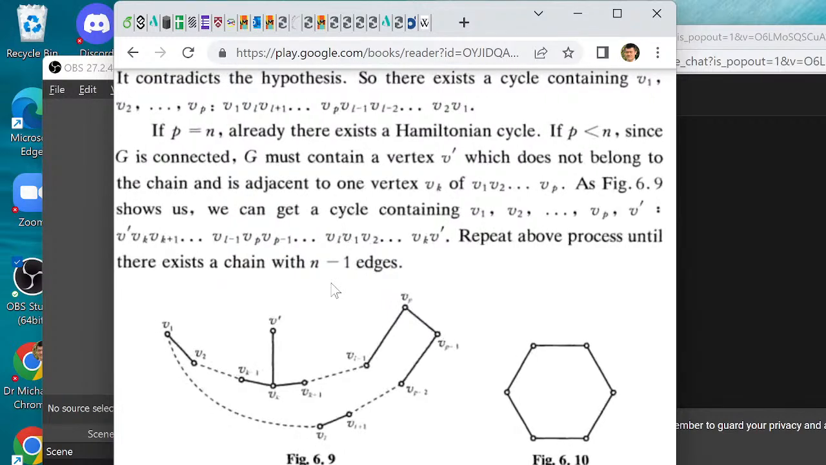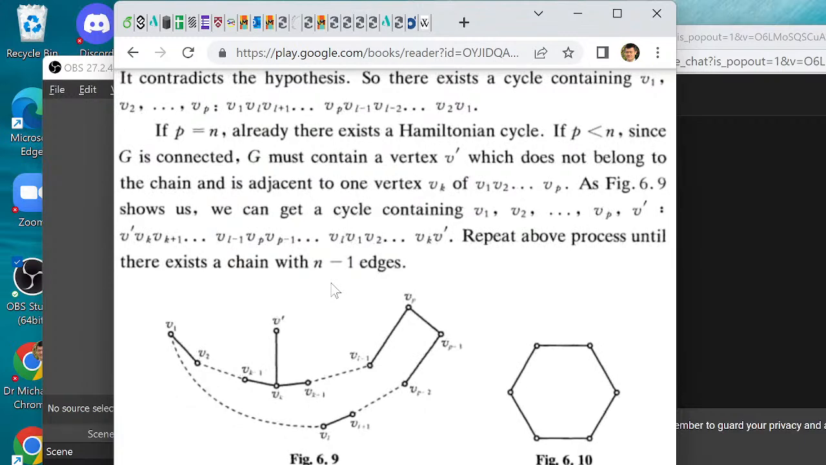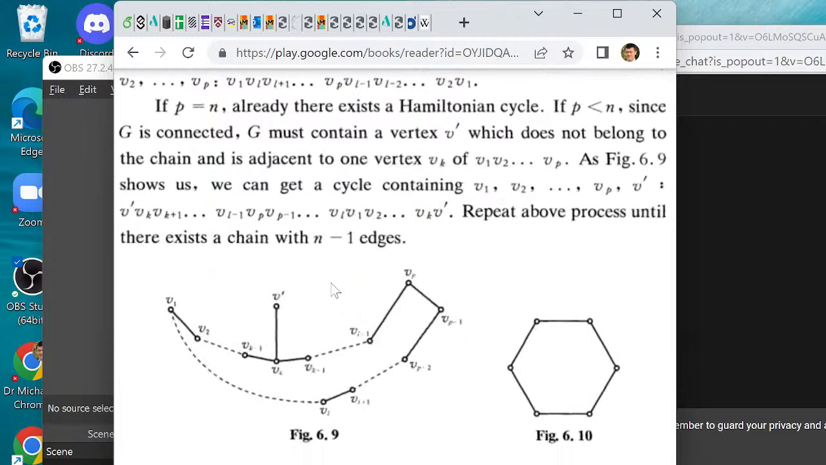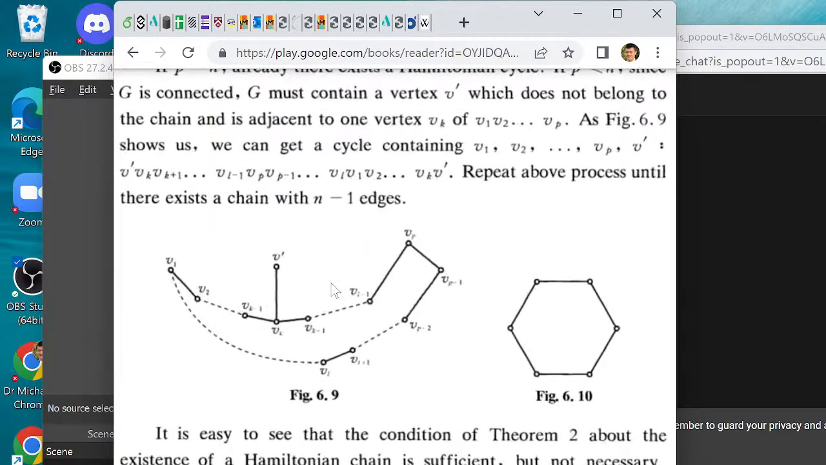Okay, so if it's not already a Hamiltonian cycle, and G is connected, there must be another vertex V prime which does not belong to the chain and is adjacent to one of the vertices in the chain. Okay, so here is figure 6.9. It's meant to show us how to extend our cycle.